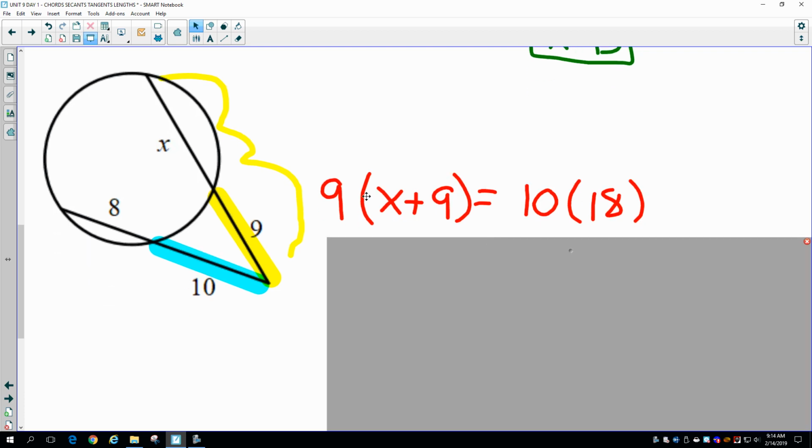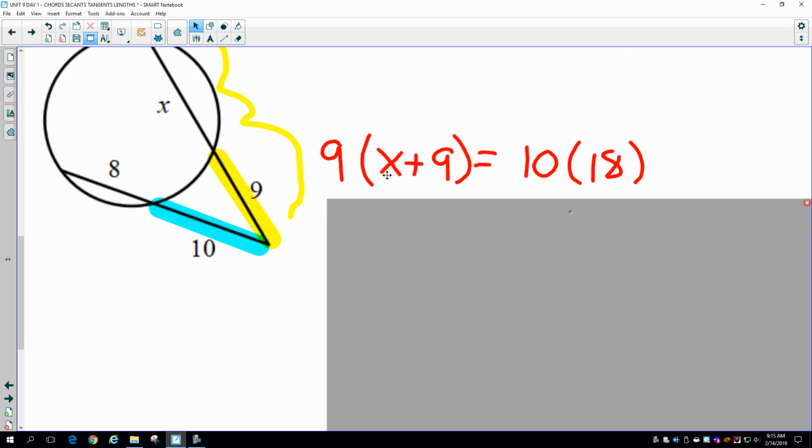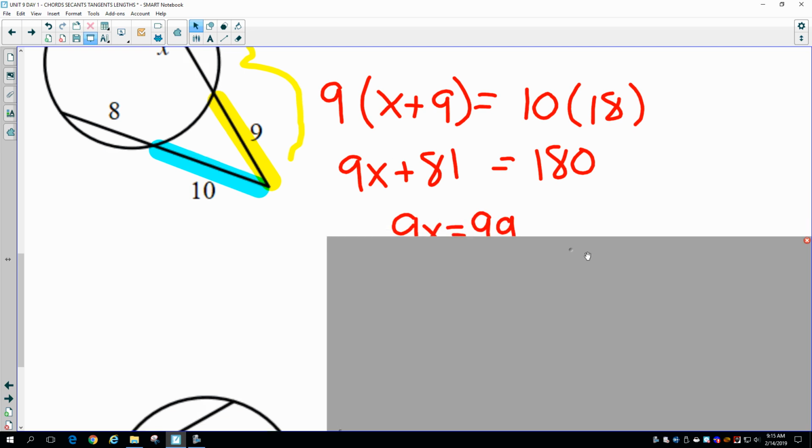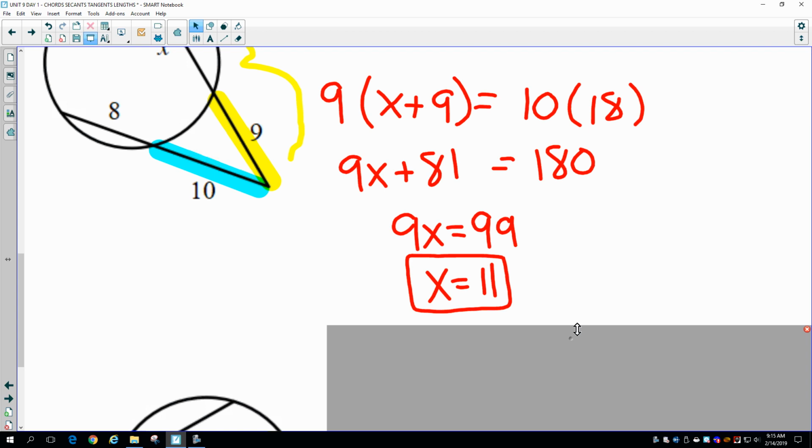So typically students can get this equation set up perfectly, and then some mistakes that get made are people add 9 and x to get 9x, and that's not appropriate. We can't add 9 plus x. They'll forget to distribute the 9 to the x and the 9. So make sure you distribute properly, 9 times x and 9 times 9, and solve to get x equals 11.